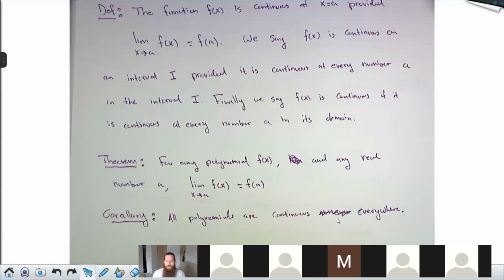And this is a fact that you learned back in college algebra when we asked, could this be the graph of a polynomial or not? One of the things you look for is whether there's any jumps or breaks in the graph. If there were, you said, oh, no, it can't be a polynomial. So yeah, polynomials are continuous everywhere.